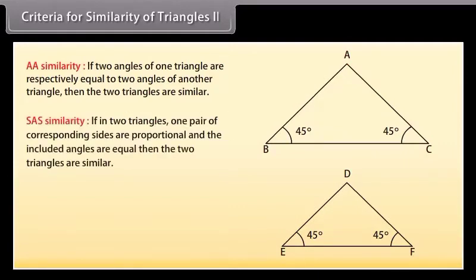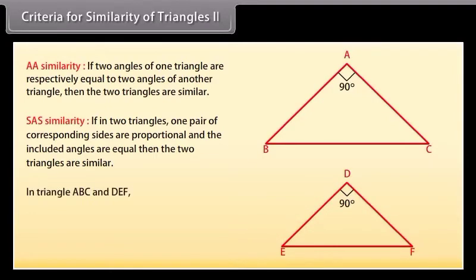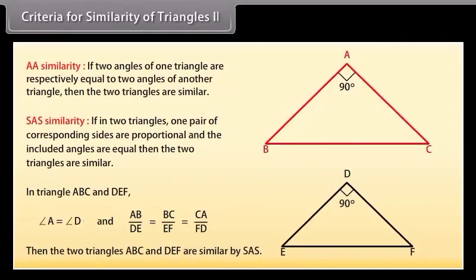SAS similarity. If in 2 triangles, one pair of corresponding sides are proportional and the included angles are equal, then the 2 triangles are similar. In triangles ABC and DEF, angle A is equal to angle D and AB upon DE equals BC upon EF, which equals CA upon FD. Then the 2 triangles ABC and DEF are similar by SAS.